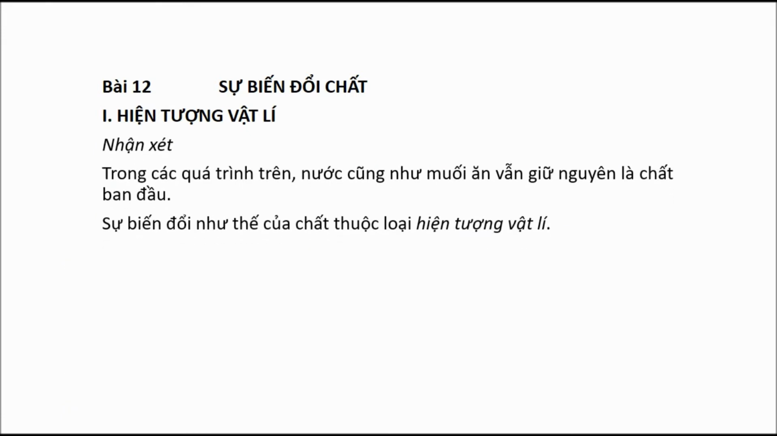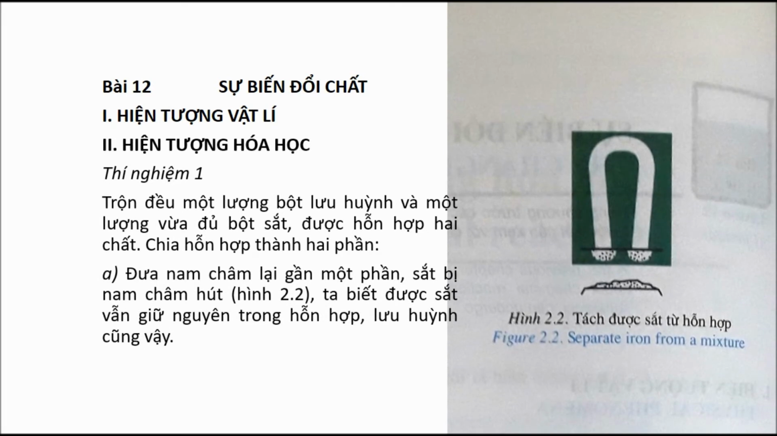Remarked, in the above processes, both water and table salt still remain the same initial substances. These changes of substances belong to physical phenomena. 2. Chemical phenomena. Experiment 1. Mix an amount of sulfur powder with an equivalent amount of iron powder to obtain a mixture of two substances. Divide the mixture into two similar portions.